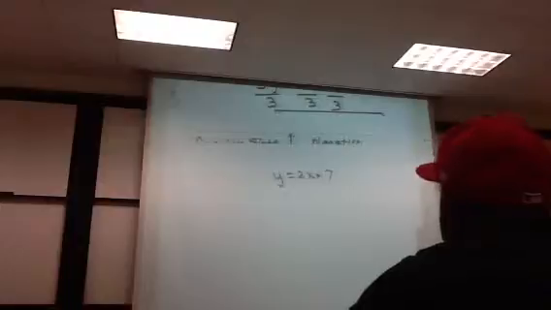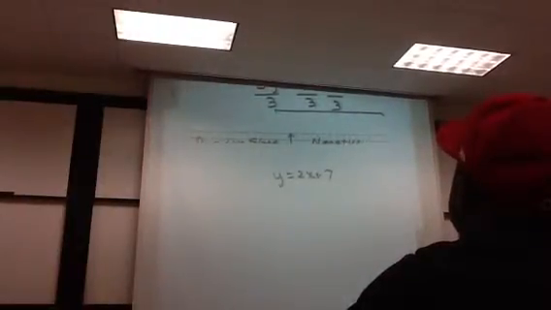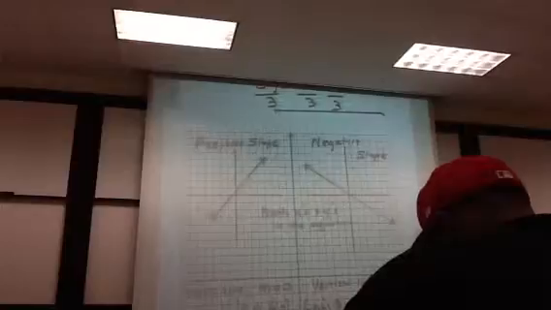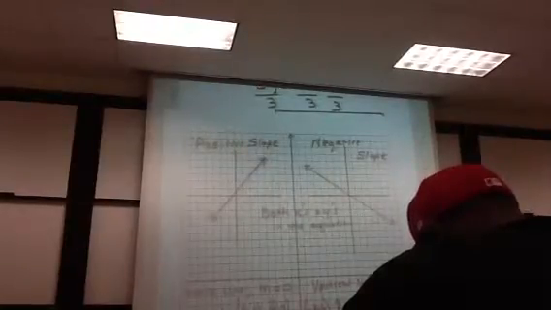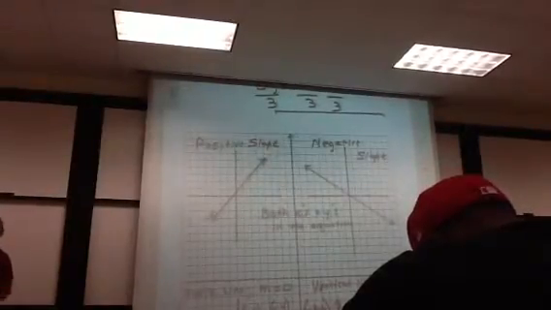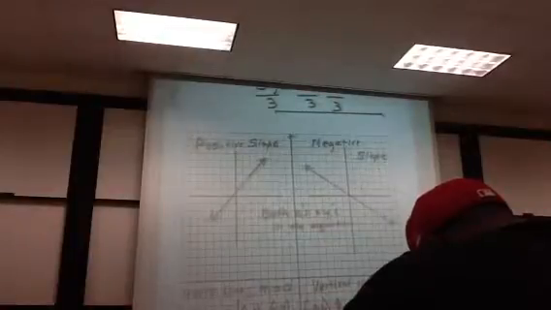What about that guy? What do you know about this guy? It's a slanted line. It's got x's and y's in it. If it's got x's and y's in it, slanted line. No matter what form it appears, it's got x's and y's, it's a slanted line.